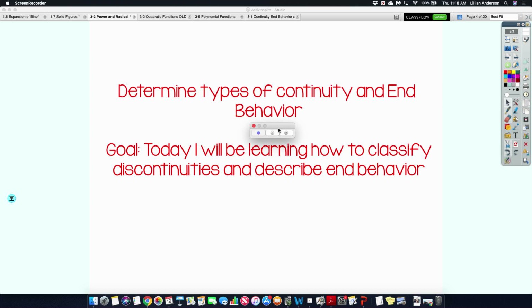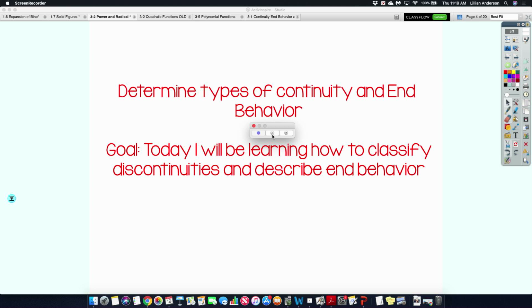So we're talking about power and radical functions today. Before we can do that, you need to know a little bit of terminology, which is continuity and end behavior. These two words are going to come into play since this particular part of functions, we're talking about other types of functions: quadratics, power, radical, other polynomial functions.